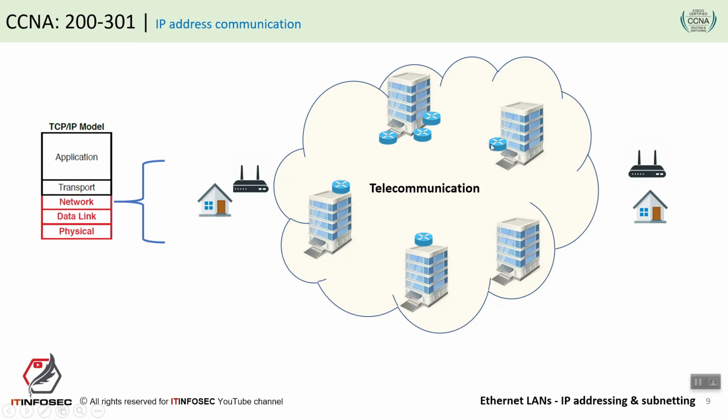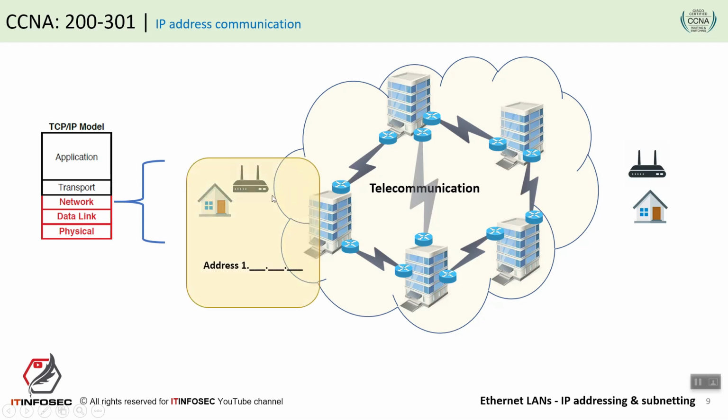They know and identify the best way and the fastest way to the destination, and they know each other. When your computer sends data, they receive the data and send it to the destination. Okay, the sender and the receiver have an address.